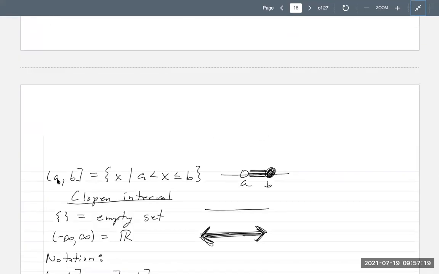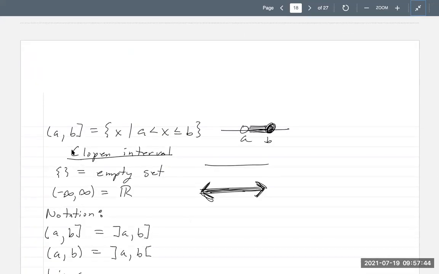Similarly, we can have the half open, half closed interval from A to B where I will not include A, but I will include B. It's the set of all x's between A and B, where I do not include A, but I do include B. So it's everything between A and B, not including A, but including B.